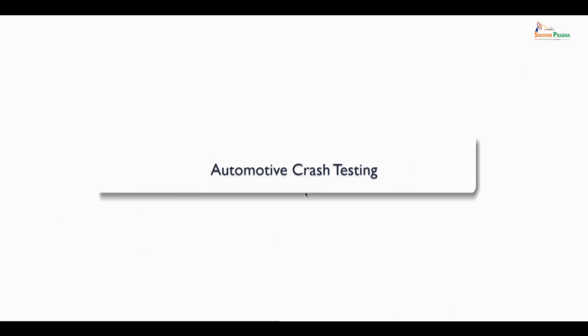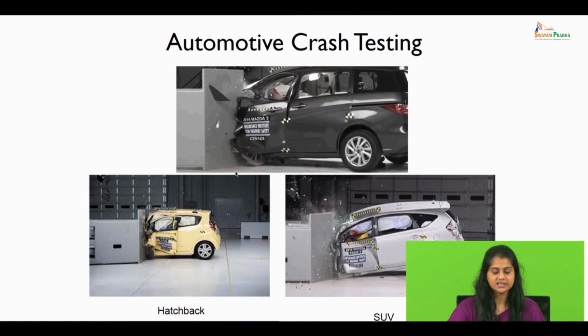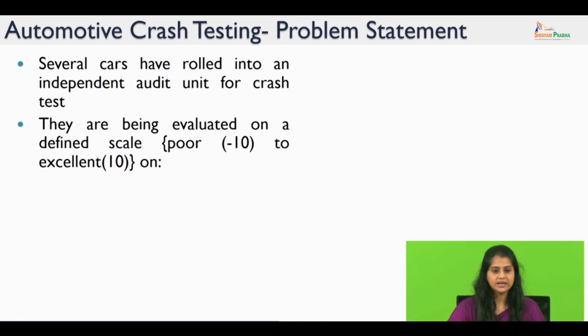We are going to use an automotive crash testing case to illustrate this concept. A crash test is a form of destructive testing that is performed in order to ensure high safety standards for various cars. Now this is how a crash test is performed. Several cars have rolled into an independent audit unit for crash test, and they are being evaluated on a defined scale from poor to excellent, with poor being -10 and excellent being +10. So from -10 to +10 is the scale, and they are being evaluated on a few parameters.